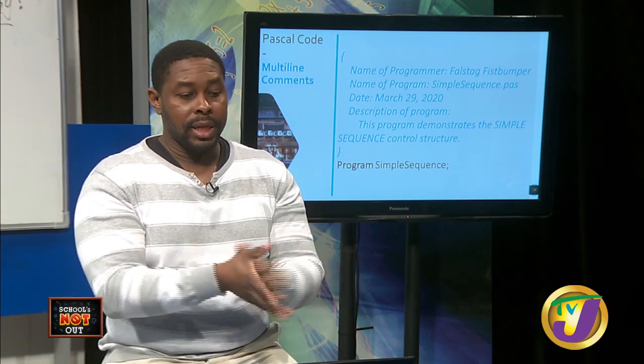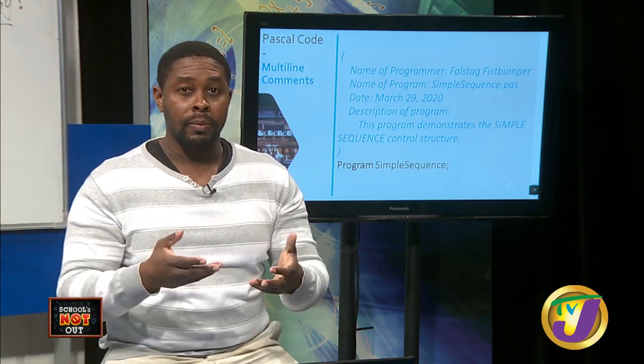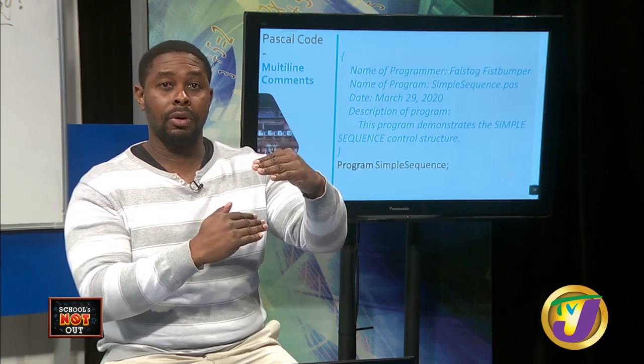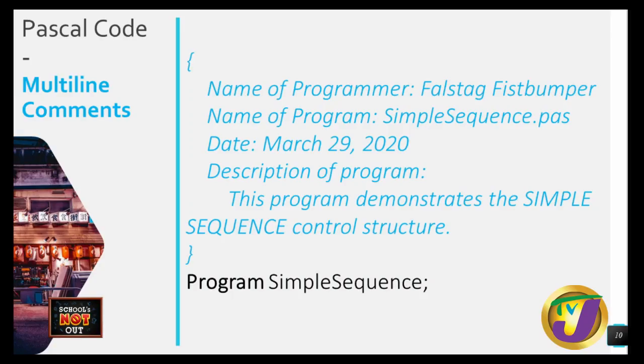What commenting does is help you identify what is happening in your program, and when it is happening. The first kind of comment we have is multi-line commenting. And of course, these are fictional characters. My name is not Falstag Fist Bumper, but you can get the gist.